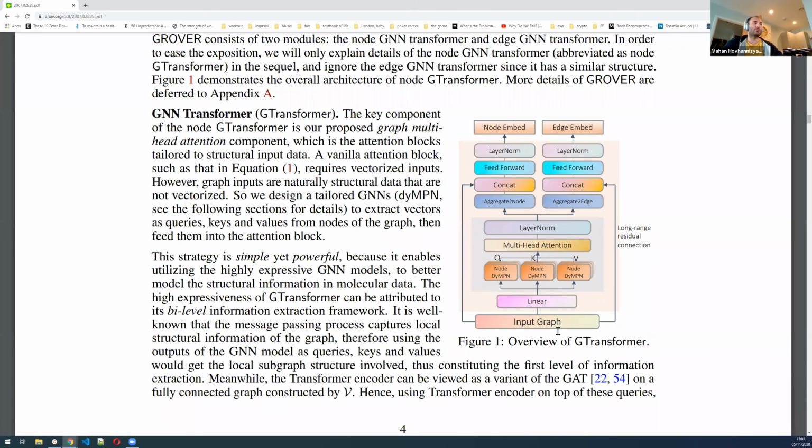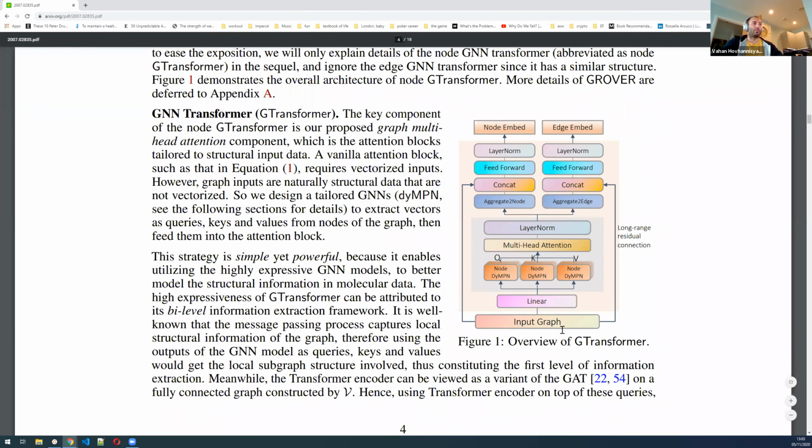Okay, and then we can do the same thing. Oh, sorry, I forgot. There is also this long-range residual connection that comes to the concatenation layer. Okay. Yes, Carlos.